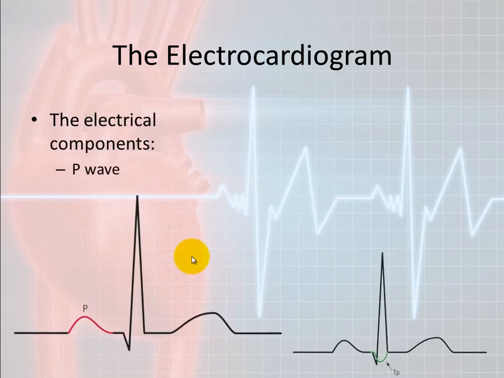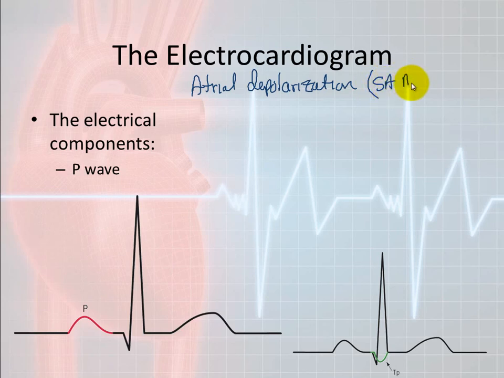So the first part of the electrocardiogram I'm going to discuss is going to be the P wave. What the P wave truly represents is depolarization of the atrium. This is what the P wave actually means. A lot of people say the P wave signifies SA node depolarization, but that's only partially correct.